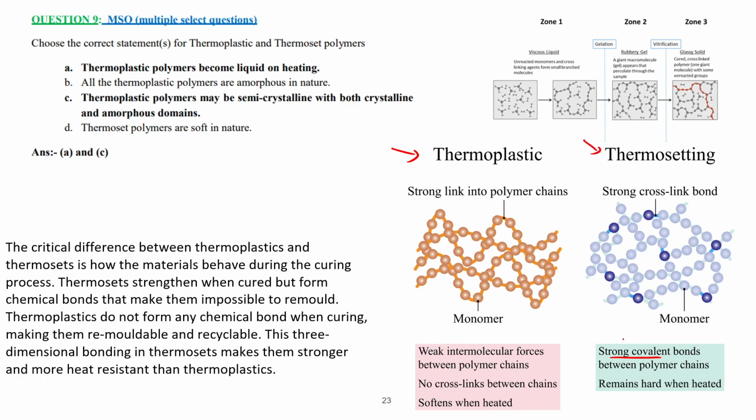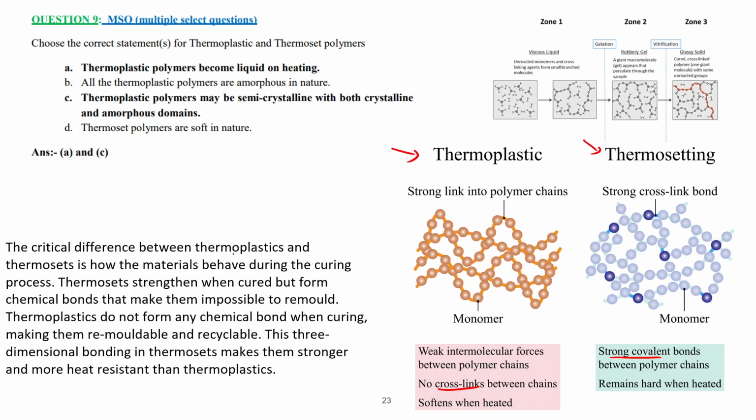Then they are called thermosetting, and they remain hard when heated. So thermal strength is quite good for this kind of polymer. And for the other case, there are weak intermolecular forces. No covalent forces are there, only let's say van der Waals forces, non-covalent forces actually act between these polymer chains, and no cross-linking. So that's the major difference between thermoplastic and thermosetting or thermoset polymers. So there the critical difference came.